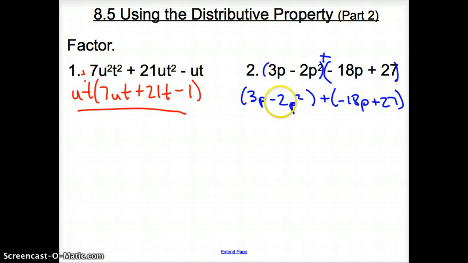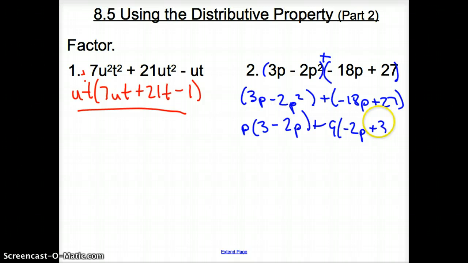So now let's factor each of them individually. What can I take out of here? I can take out a p, bring down everything I didn't use, so 3p divided by p, I brought down my 3, 2p squared, I bring down my number, p squared divided by p, I still have p. Now it's going to be plus. What can I take out of here? Well, I want to have a negative 2p, so I'm going to leave the p negative and just take out what goes into 18 and 27. I'm just going to take out a lonely 9. And so now I have negative 18 divided by 9, which is negative 2p, 27 divided by 9, which is plus 3.